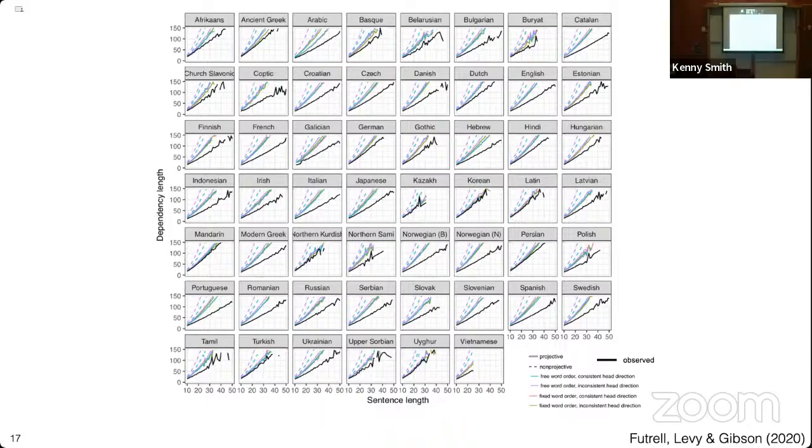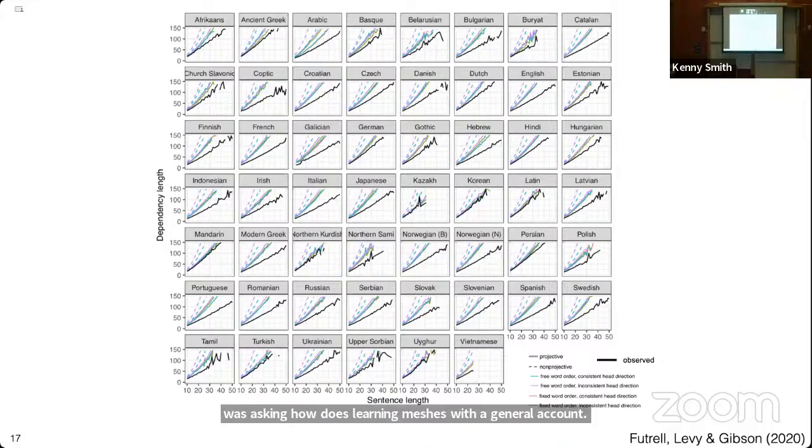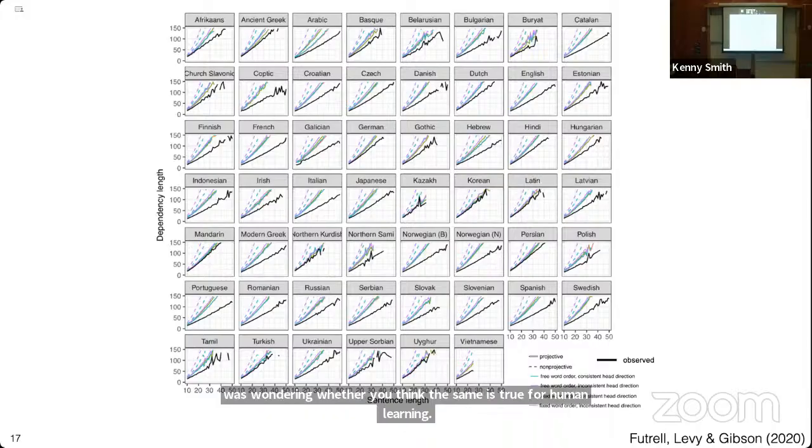I was asking how learning meshes with a general account. Is the pressure coming from learning in line with the pressure coming from processing? What you showed about large language models shows that the pressures are similar, but I was wondering whether you think the same is true for human learning, or more specifically child learners.